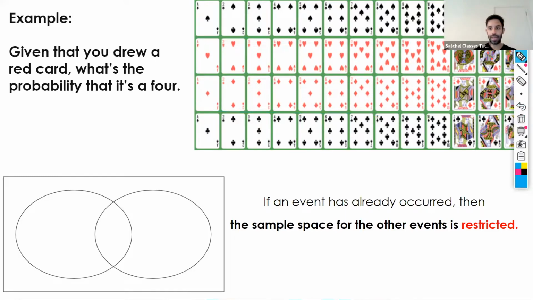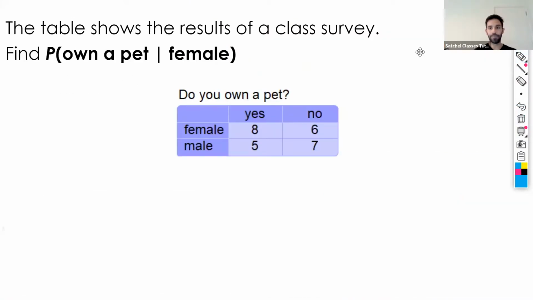All right, let's do another example here. So now we have a sample space diagram, and it says the table shows the results of a class survey. Find the probability that an individual owns a pet given that they are a female. So if they are a female, that already reduces our sample space. These are all the females that we have. So in total, we have 14 females. And of those 14 females, 8 said yes to having a pet. So the probability of someone owning a pet, given that they're a female, is going to be 8 out of 14.